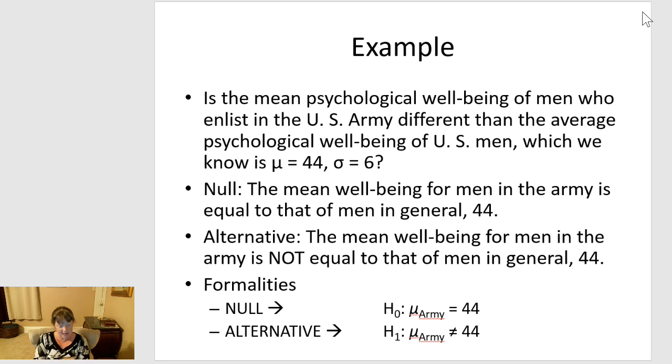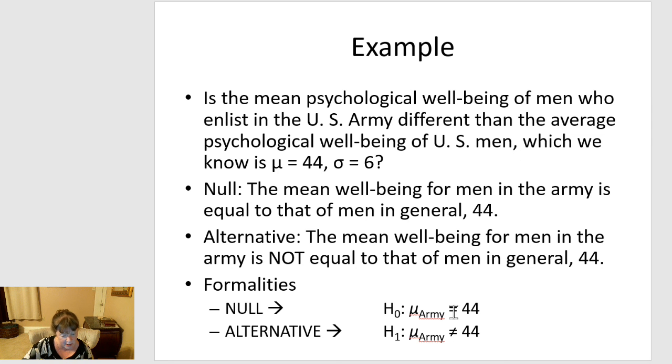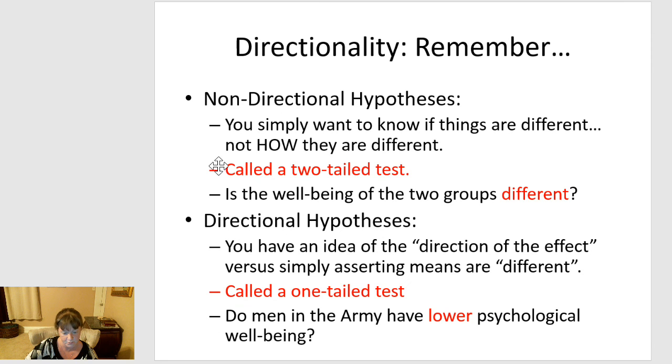I suspect that being in the Army makes their well-being different, not equal to 44. So I create my comparison hypothesis where I say that the mu of being in the Army, their well-being score, will be equal to 44. And that becomes my pair of hypotheses that I pit against each other. And remember, this was a non-directional hypothesis because I just wanted to know if the two groups were going to be different. And it's called a two-tailed test because I'm looking in both tails of the possible effect.